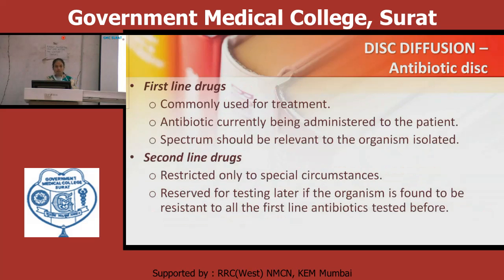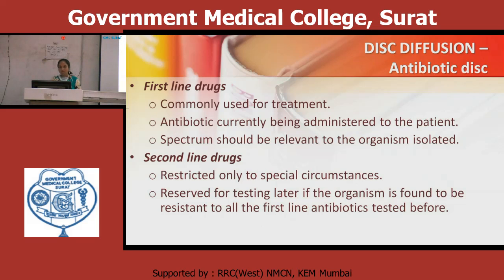First line drug: commonly used for the treatment, antibiotic currently being administered to the patients. Spectrum should be relevant to the organism isolated. Second line: that is restricted only to special circumstances, reserved for testing later if the organism is found to be resistant to all the first line drugs.